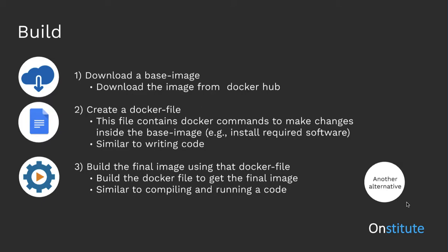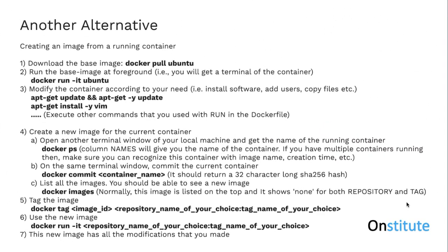Now let us learn another alternative process of creating a Docker image. In this alternative process, we will create a Docker image from a running container without using the Dockerfile or the traditional docker build command. To do that, first we have to download a base image from the Docker Hub. Here I have downloaded the Ubuntu base image utilizing the docker pull command.